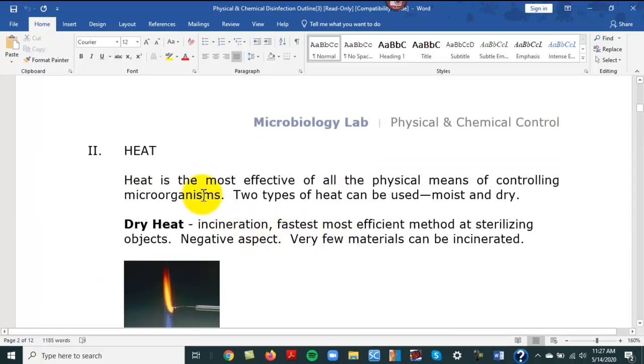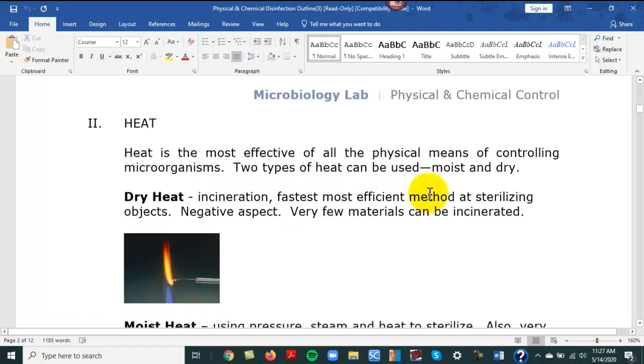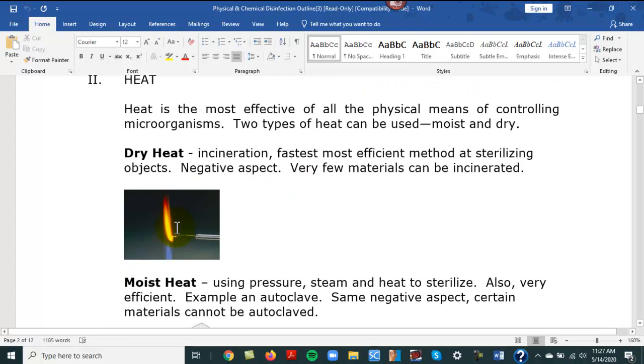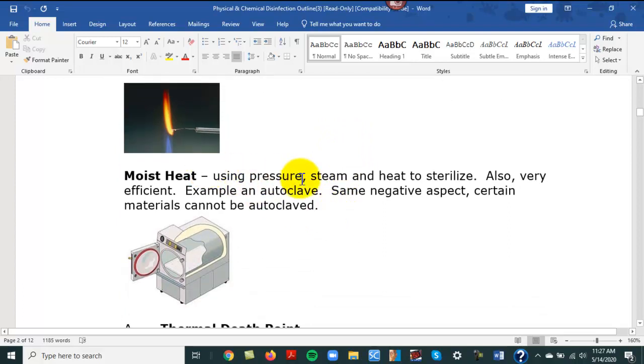Okay, so heat is the most effective of all physical means. Now, dry heat, doing this right here, this incinerating, is the quickest, most efficient way to sterilize something. The problem is very few things can take direct heat. Metal can, but anything else really cannot. Moist heat is using an autoclave. I posted a video under the lab video tab. The second video shows, it's really short, how an autoclave works.